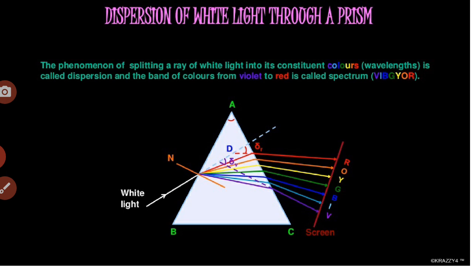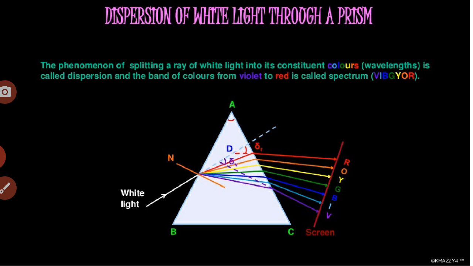The band of color components of the light beam is called its spectrum. That is, the phenomenon of splitting a ray of white light into its constituent colors is called dispersion, and the band of colors from violet to red is called the spectrum, that is VIBGYOR. Here we can observe that the white light is dispersed into 7 color components by the prism.